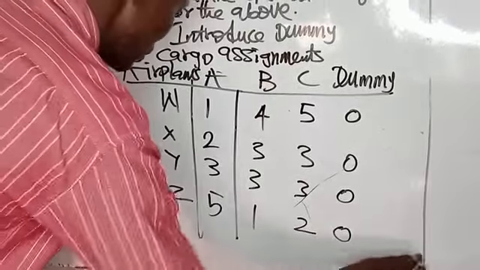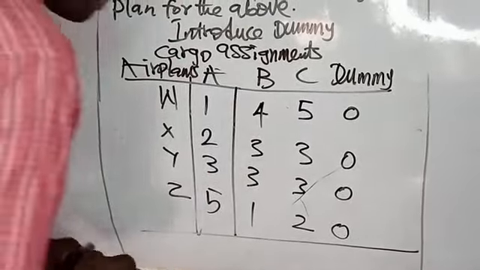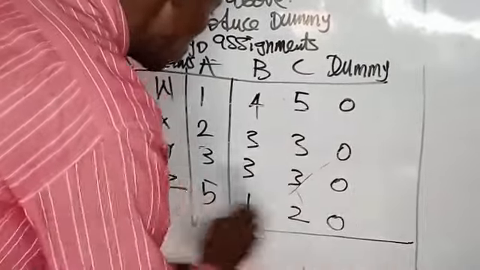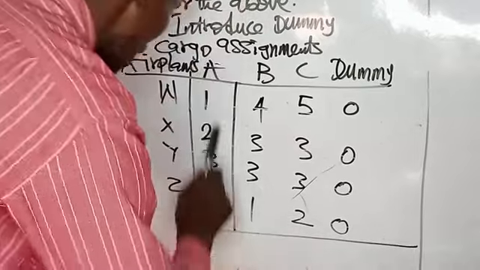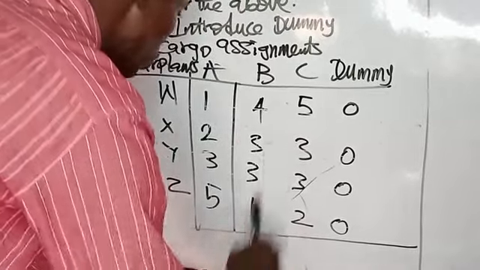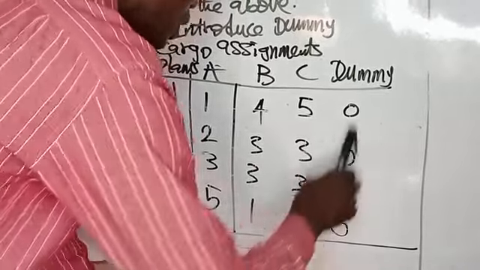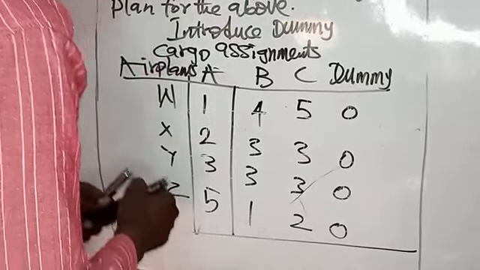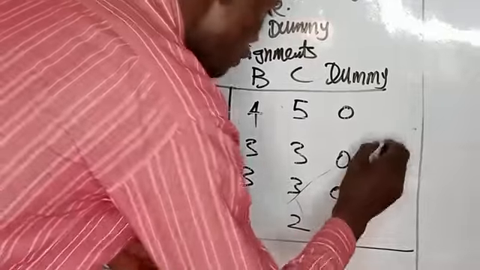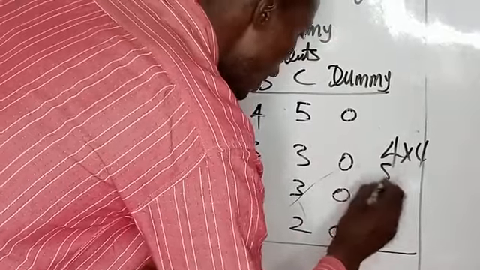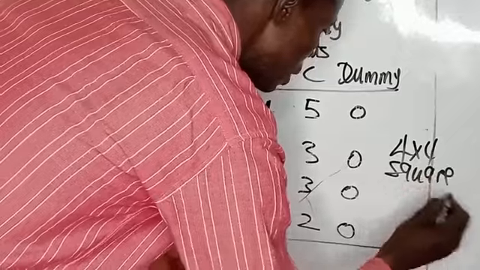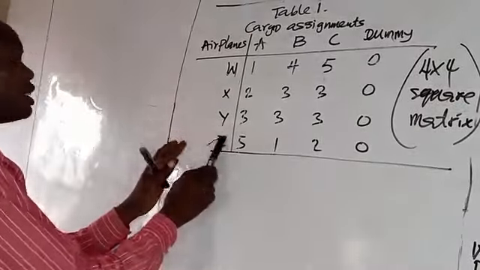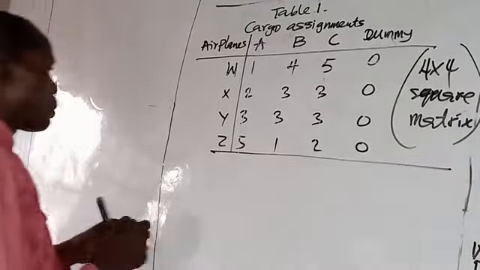is to maximize. Now, it is a balanced assignment problem because you have 4 rows, row 1, row 2, row 3, row 4, and 4 columns, column 1, column 2, column 3, column 4. It is a square matrix now, a 4 by 4 square matrix. That means the problem is a balanced problem.